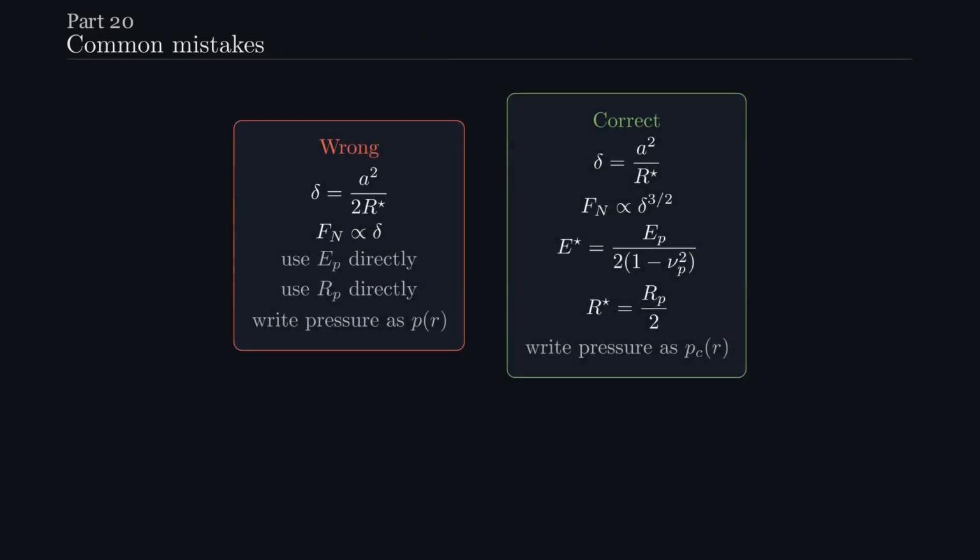Here are the common errors. Delta equals a squared over 2r star is not the Hertz indentation relation. It is the undeformed geometric gap at the edge. Do not replace the 3 halves law by a linear law. For identical particles, do not use the particle modulus or radius directly. Use E star and R star. Also write contact pressure as Pc, not P.